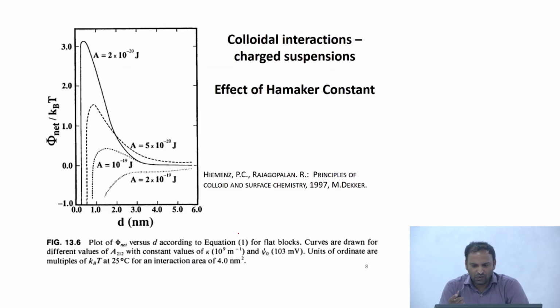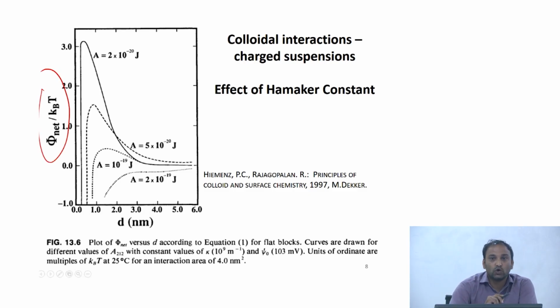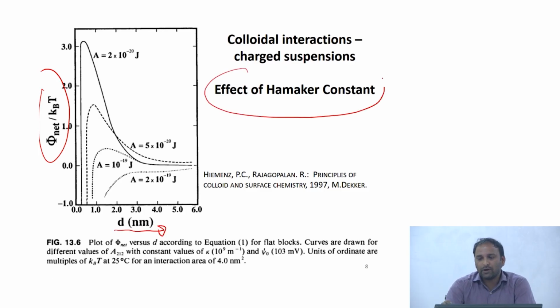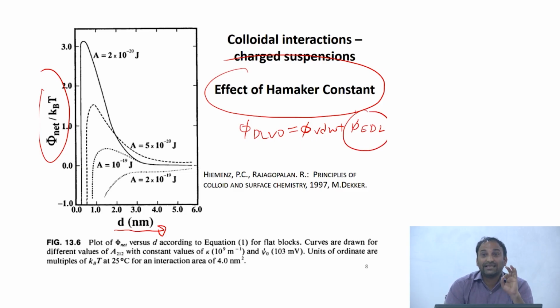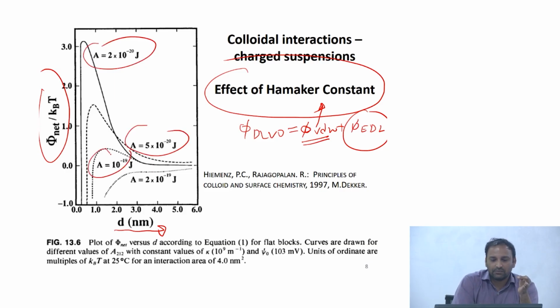This is a case where this is your phi net, that's the total potential plotted as a function of distance. What is being changed is the Hamaker constant. What I mean by that is, your phi DLVO has phi van der Waals plus phi electrical double layer. Your phi electrical double layer is basically kept constant. The only thing that you are changing is the van der Waals force of attraction, and that I can change by changing A, the Hamaker constant.